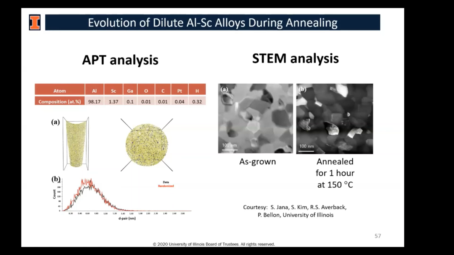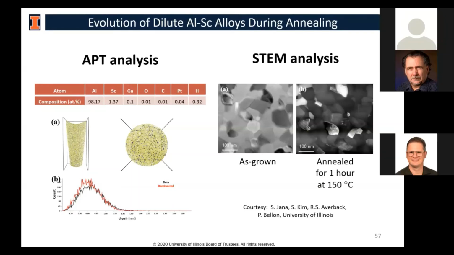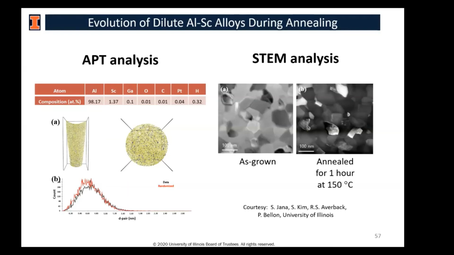The goals of the study were: where do the precipitates form during intermediate annealing, and what is the role of grain boundaries on the diffusion and precipitation? To do that, they grew films with 1 to 2 atomic percent scandium and annealed them between 150 and 300 degrees C for 1 hour. TEM and STEM were used in addition to the atom probe analysis.